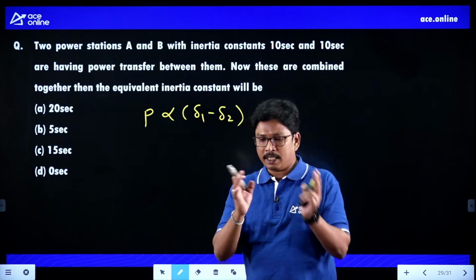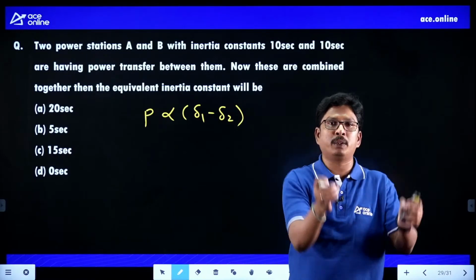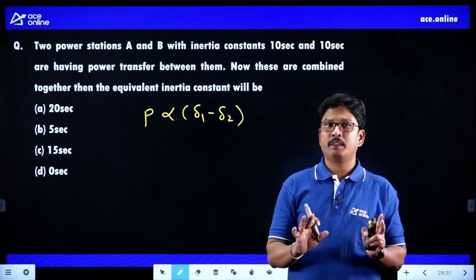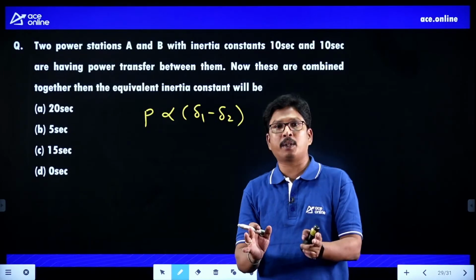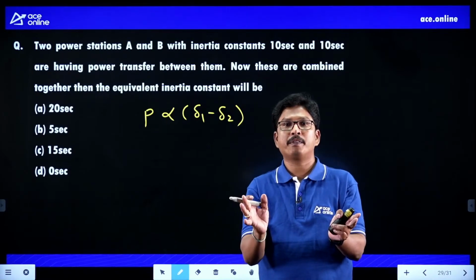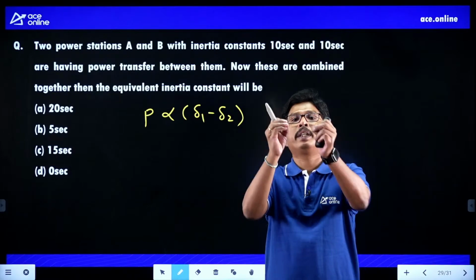When delta 1 is equivalent to delta 2, the machines are swinging together, which means the power transfer between those two machines will be 0. We can say that when delta 1 is equivalent to delta 2, power is 0, so the machines will not have any power transfer between them. They are said to be swinging together.